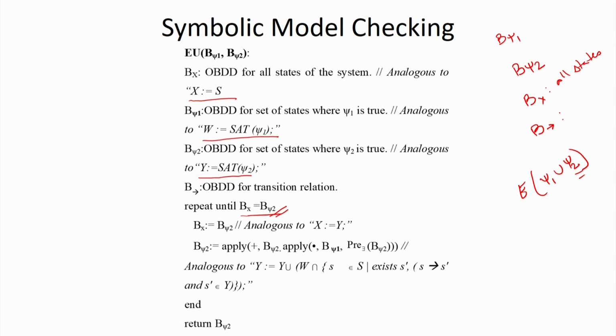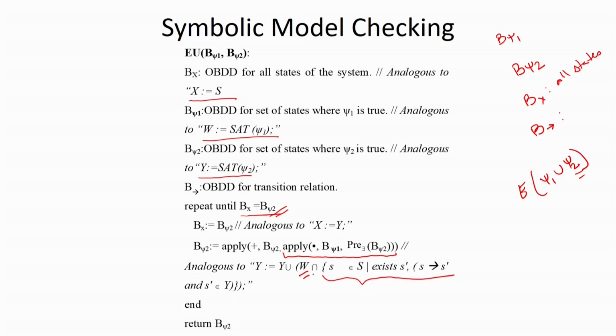So, what is this? This is the scenario. First, we are using this particular apply and to B psi 1 and so on. So, B psi 1 is the BDD representation of the set of states where psi 1 is true. This is equivalent to this W, the representation of the set of states W, and this is the intersection of such types of states.